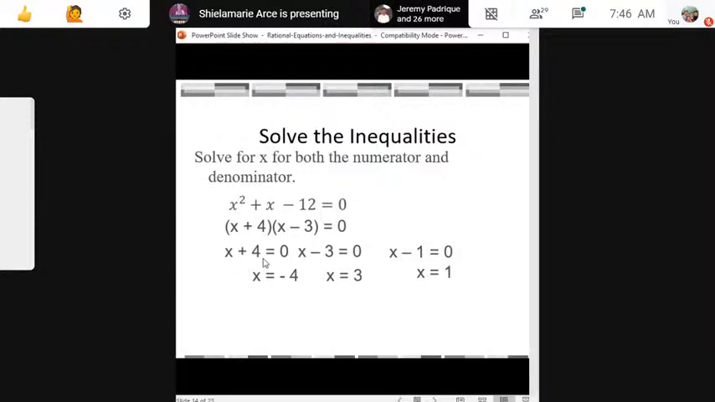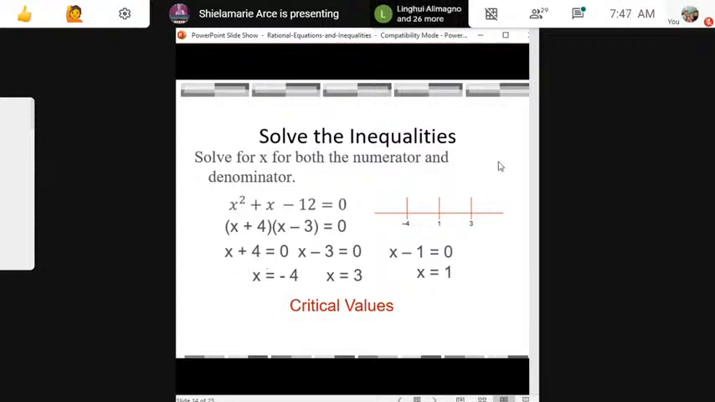Okay? So itong three values ng x na to, ang tinatawag natin na critical values. Ngayon yung critical values na yan, yun po yung mga ilalagay natin sa number line natin. Okay? So pag nilagay natin sa number line, hindi ko na inilagay yung ibang mga numbers. So what is important are the critical values. So ayan po yung tatlong critical values na na-solve natin. The negative 4, the 1, and then the 3.